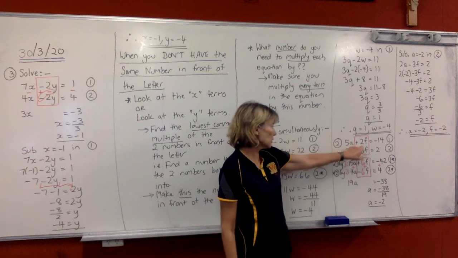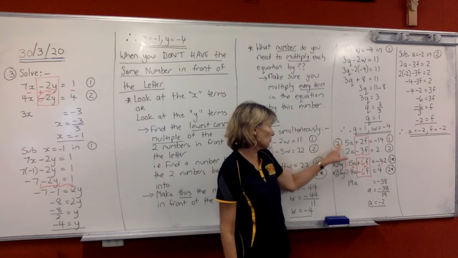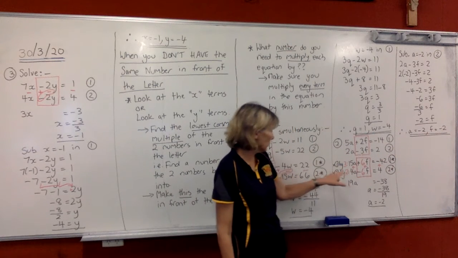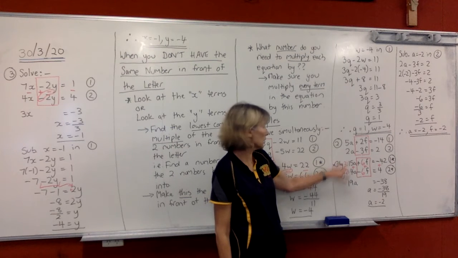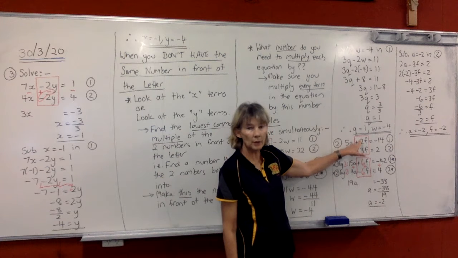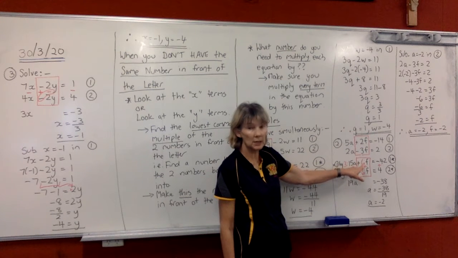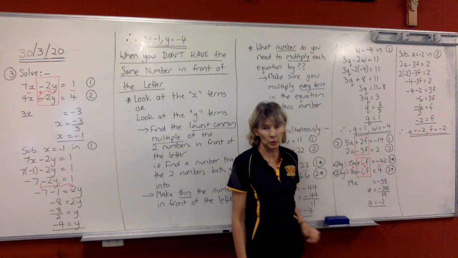So what have we had to do to the 2 to get that 6? We've had to multiply by 3. We're going to multiply by 3 right through that equation. So we're multiplying equation 1 by 3. And let's go. 5a times 3 is 15a. Plus 6f times 3 is positive 6f. And minus 14 times 3 is minus 42.